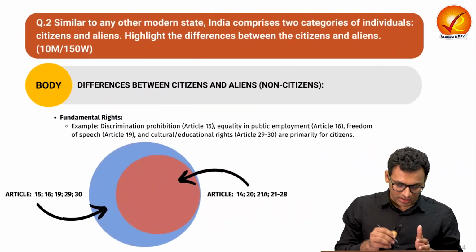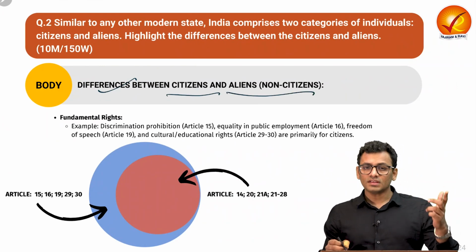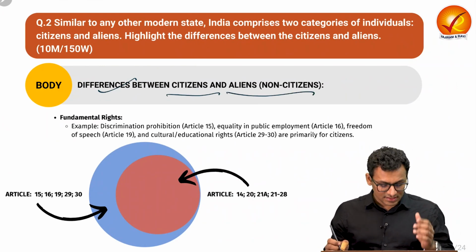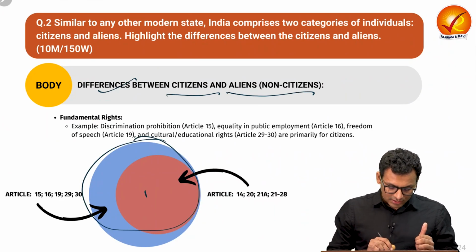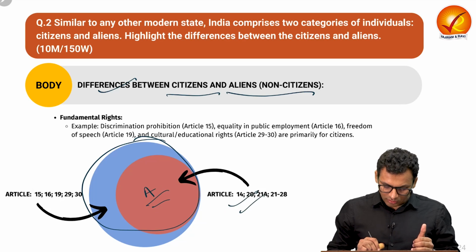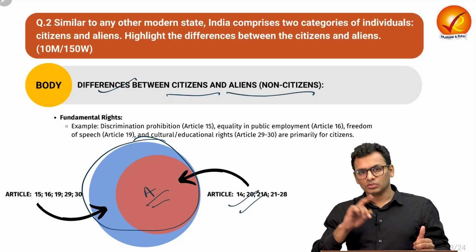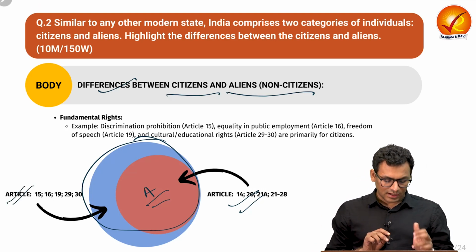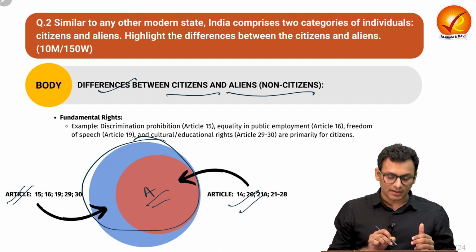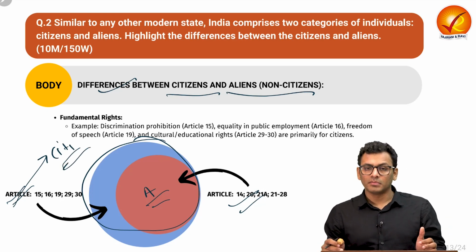So let us start with the body part, where we will talk about the differences between the citizens and aliens. Firstly, with respect to the fundamental rights, in the overall pool of fundamental rights, the aliens are only allotted Article 14, 20, 21A and 21 to 28 rights, and they are not provided rights such as 15, 16, 19, 29 and 30, which are exclusive for the citizens. So that is something with respect to fundamental rights.